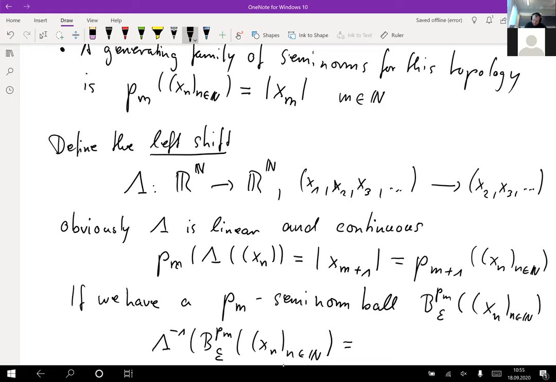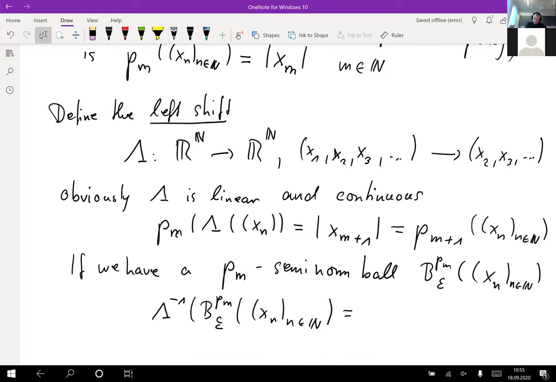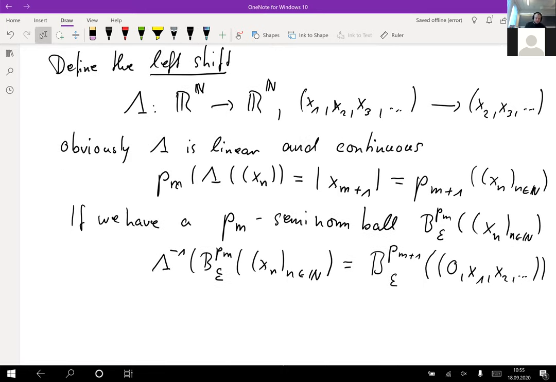Well, this can just be identified. So if we take the inverse image under the left shift, this is basically shifting the stuff to the right and then inserting a zero in the front or something. We don't really care. And so we can express this as a ball in the PM plus one norm of radius epsilon around a sequence where perhaps we write 0, x1, x2, and so forth. Actually, the 0 is not important here. We can insert anything we want here. So basically, this shows that the left shift is continuous. Okay.